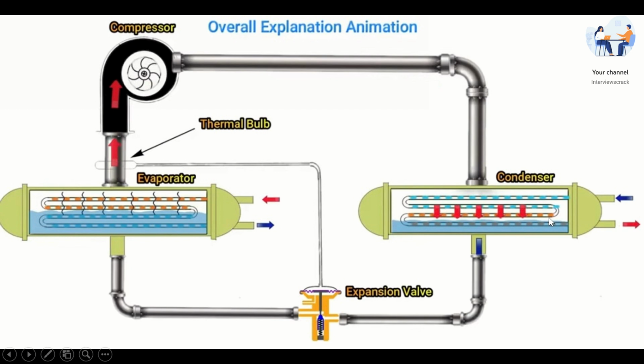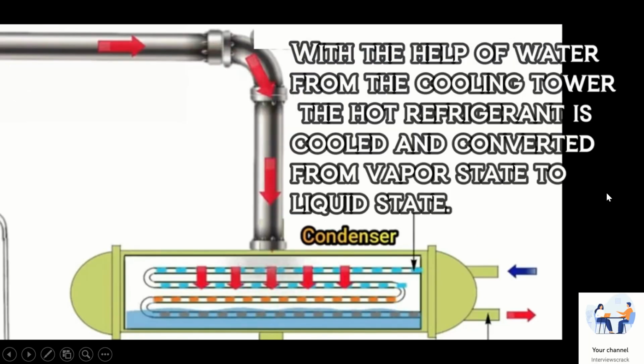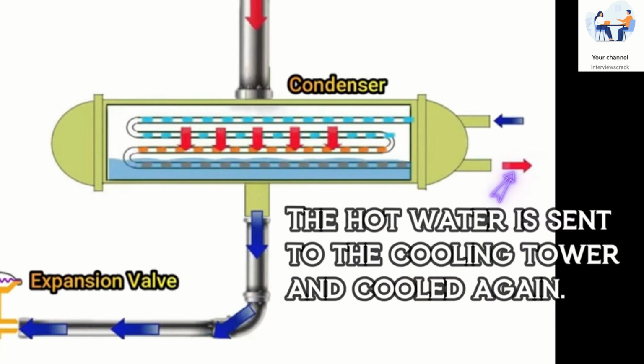This is also the same thing. So the compressor sent the vapor refrigerant to the condenser, as I told. With the help of water from the cooling tower, the hot refrigerant is cooled and converted from vapor state to liquid state. The hot water is sent to the cooling tower again and cooled again with the help of ambient temperature.